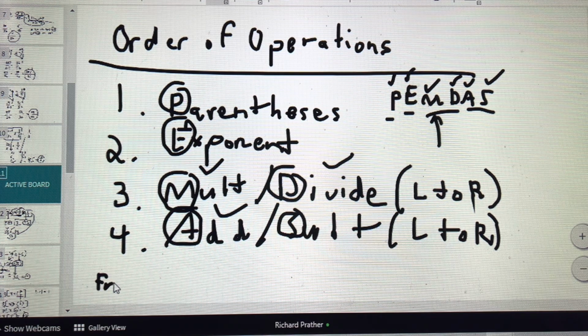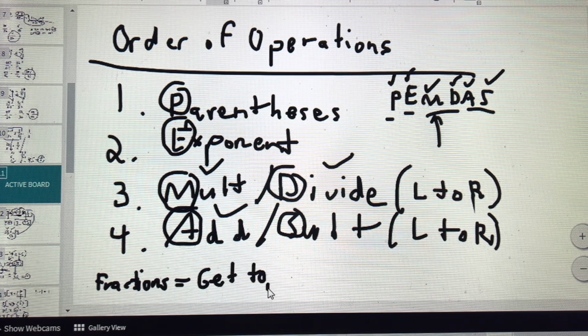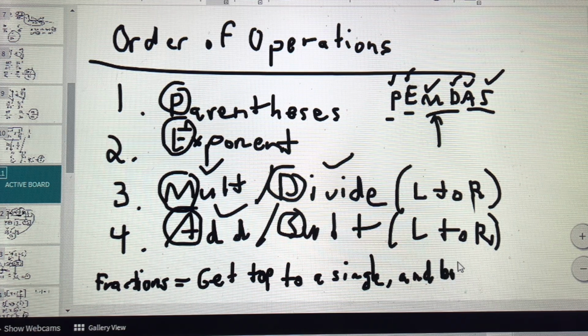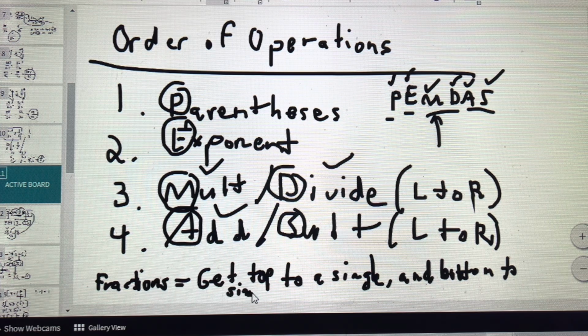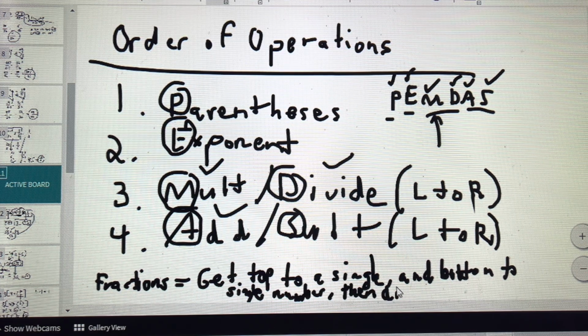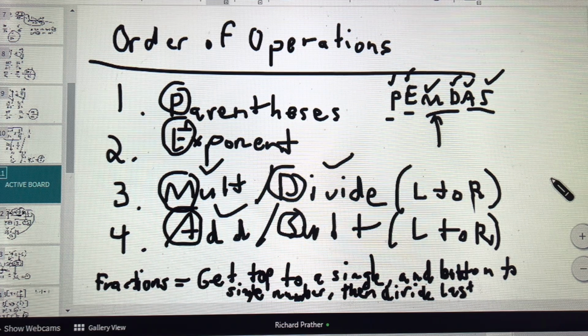So if you have a fraction instead of a long string of things, you just kind of treat the top and bottom separately. So get the top to a single number. And the bottom to a single number. Then divide last. This sort of violates the rule of order of operations because you normally would not add or subtract before you divide.